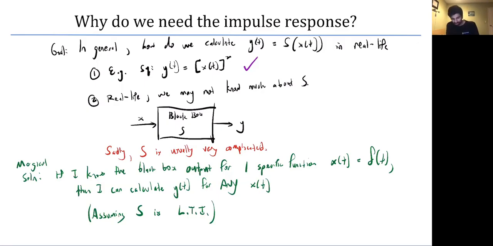Let H be a system, and y of t equals H of x of t. The impulse response is... So what I'm doing is I'm sending an impulse at some time tau and measuring the output of h of t comma tau. This will become more clear on the following slides.